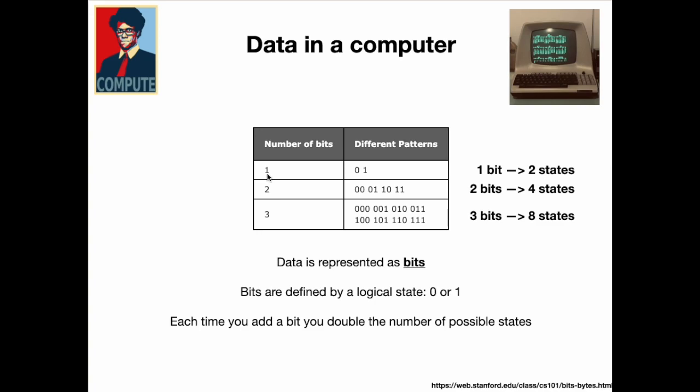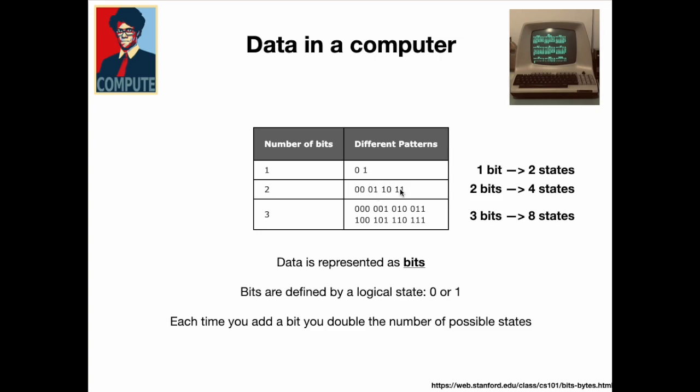If you have one bit, this one bit can vary between 0 and 1. One bit, two states. If you have two bits, then you can generate four patterns. So the first pattern would be 0 and 0. The second pattern is 0, 1. The third pattern is 1, 0. And the last pattern, number 4, is 1 and 1. With 2 bits, you have 4 states.